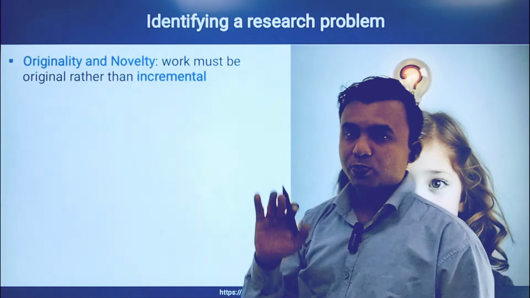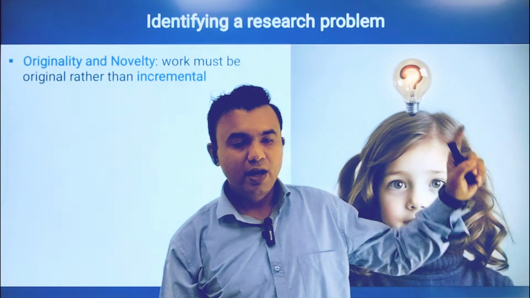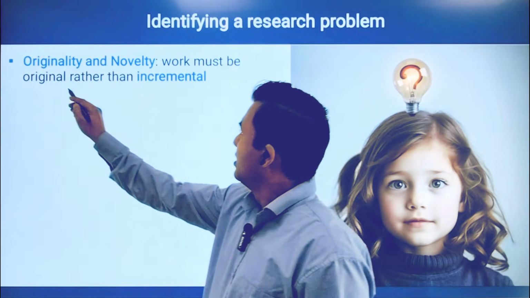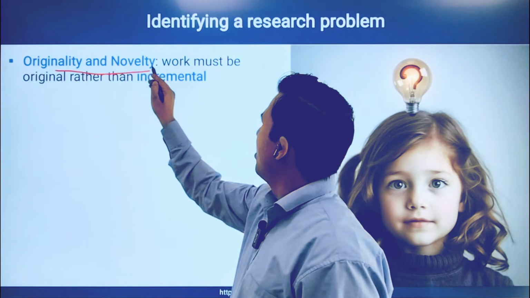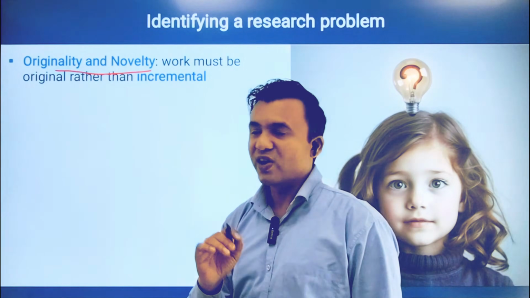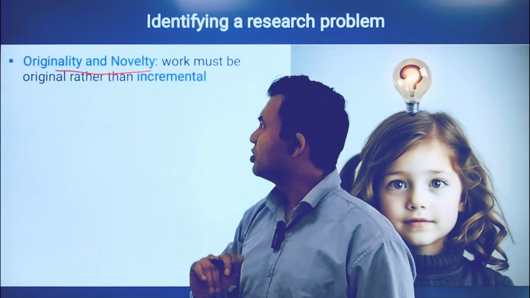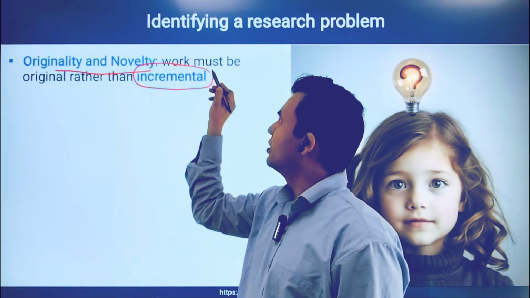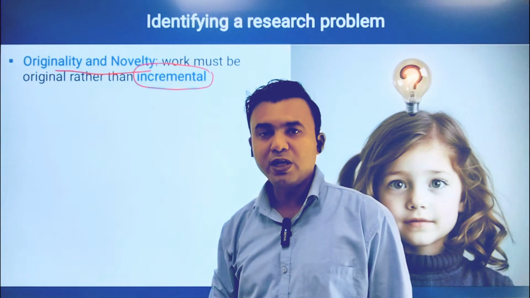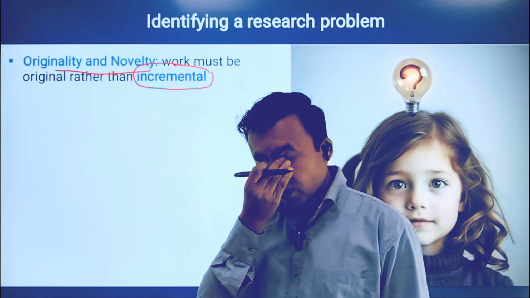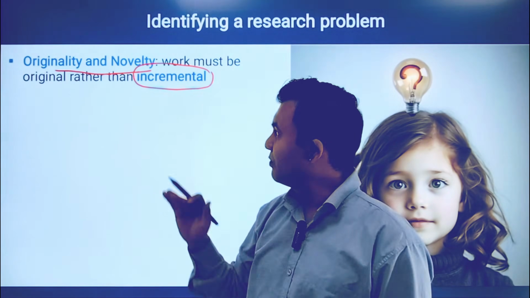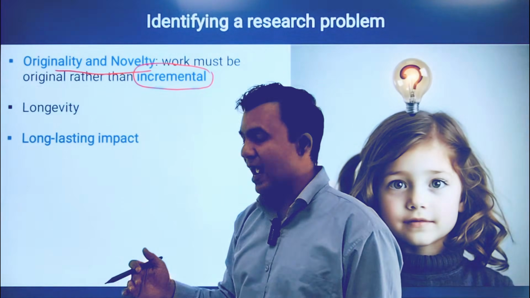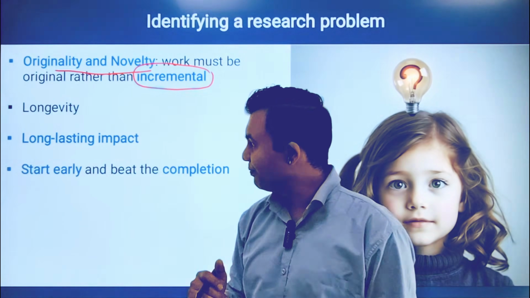Now, identifying a particular research problem is extremely important. It should be something novel. The originality and the novelty is the prime factor. Work must be original rather than incremental. If we keep doing incremental work, we may not be able to publish a good paper in Q1 journals. Therefore, it must be original. It must be long lasting also, and it should create an impact.